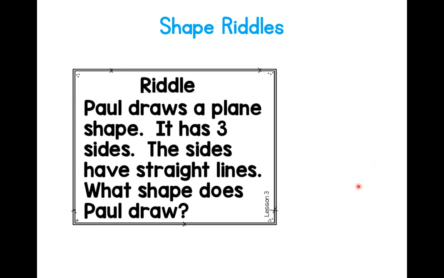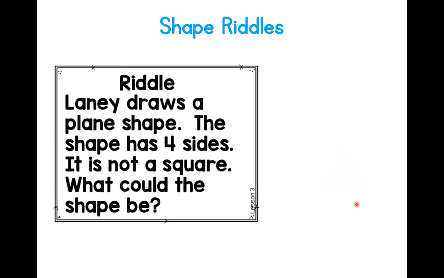The next shape riddle says, Paul draws a plane shape. It has 3 sides. The sides have straight lines. What shape does Paul draw? What shape has 3 straight sides? If you guessed triangle, you are correct.